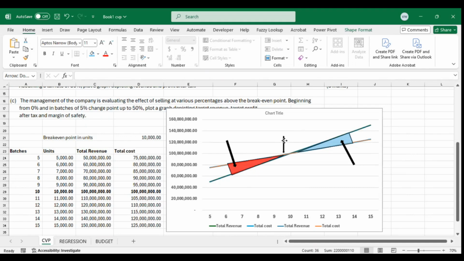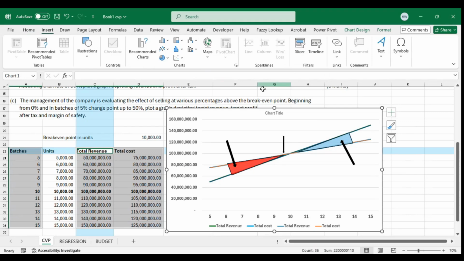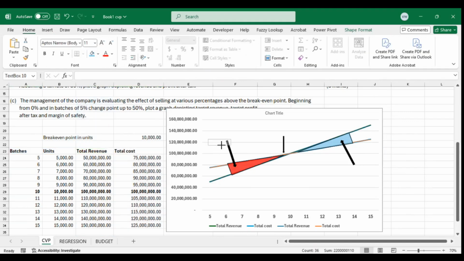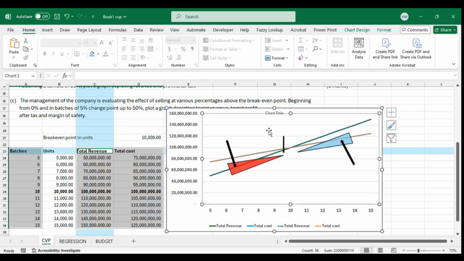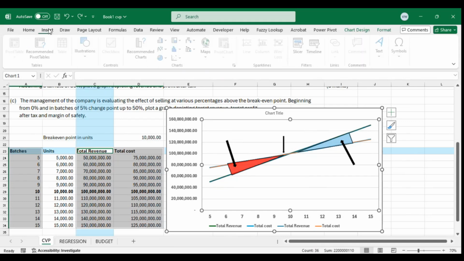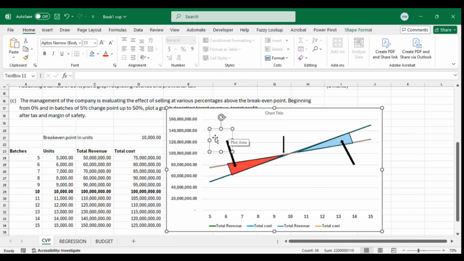Now that we've shown these points, let's try to rename them so that it is very clear which region is which. Let's see whether we can insert a text. So we'll introduce a text box. Let me undo that and introduce the text box. So if I introduce the text box, I'll have the profit.